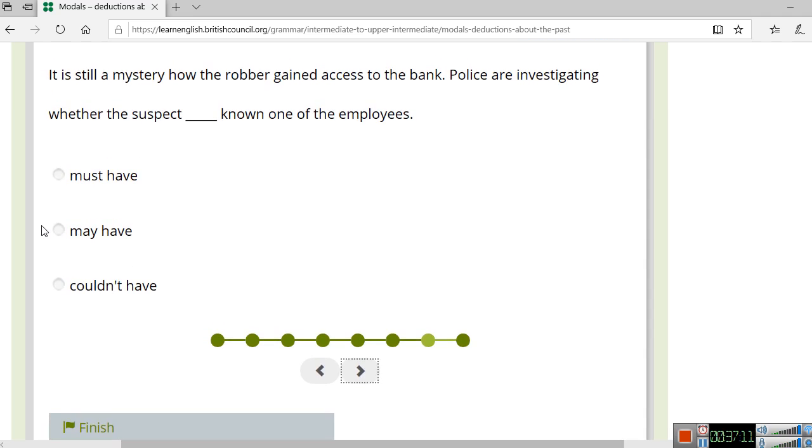So, it is still a mystery how the robber gained access to the bank. Police are investigating whether the suspect blank known one of the employees. Carolina, can you please help me with this one?